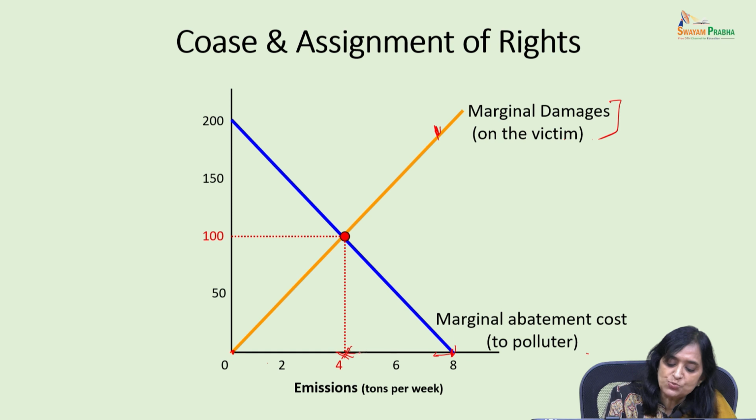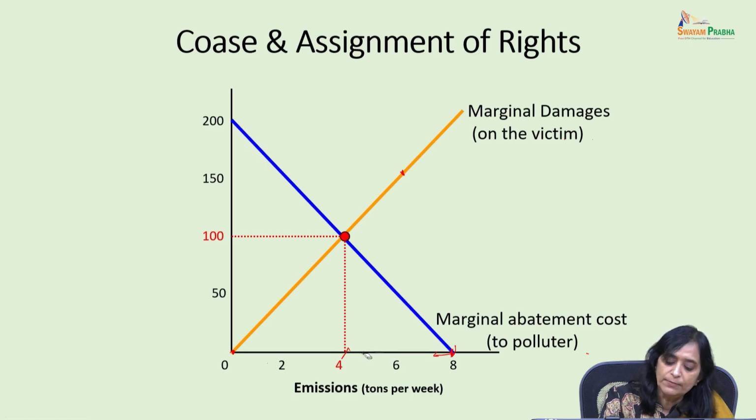So, between 4 emissions and 8 emissions, the marginal damage to the fish hatchery is more than the cost which this victim will pay to the polluter to reduce this emission, because this curve is above the marginal damage curve. The marginal damage curve is above the marginal abatement cost curve.